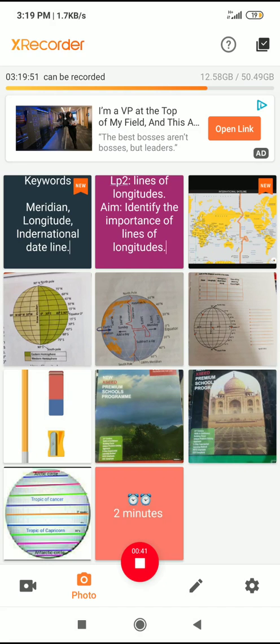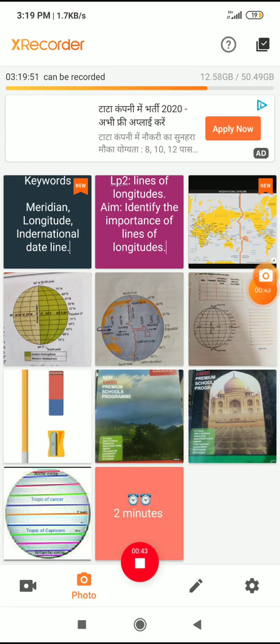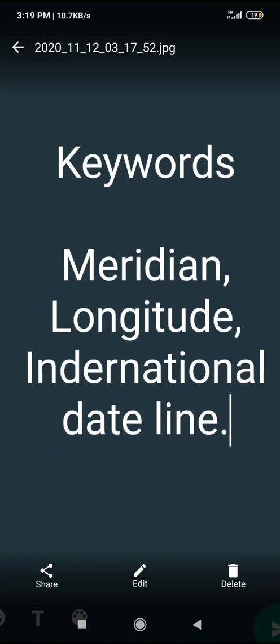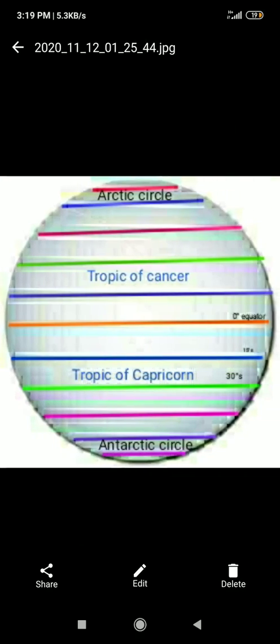Okay, so now students, the keywords included are meridian, longitude, international date line. In today's class we will draw the lines of longitude on the last class model only.